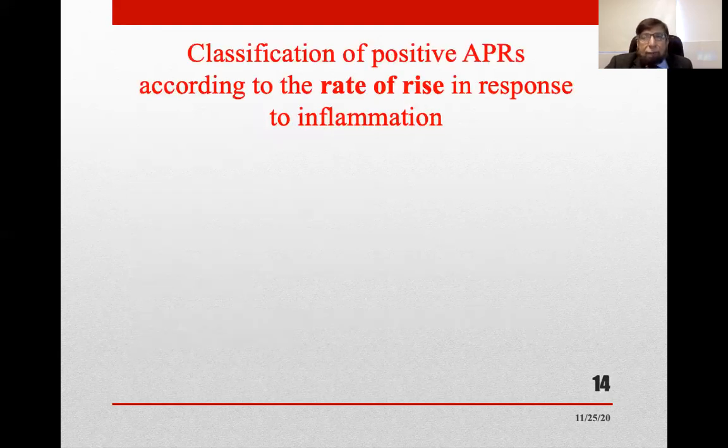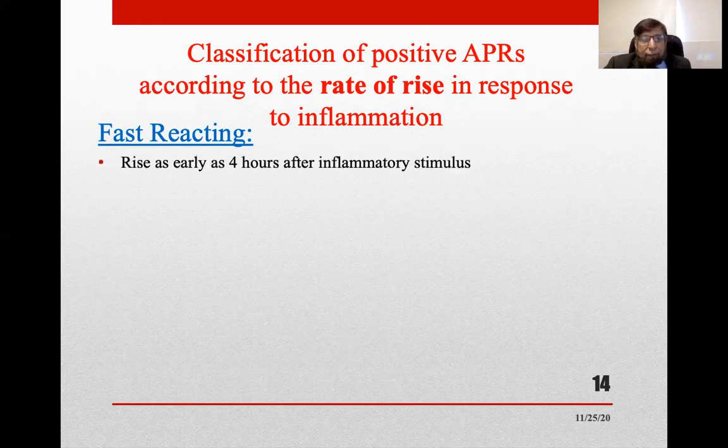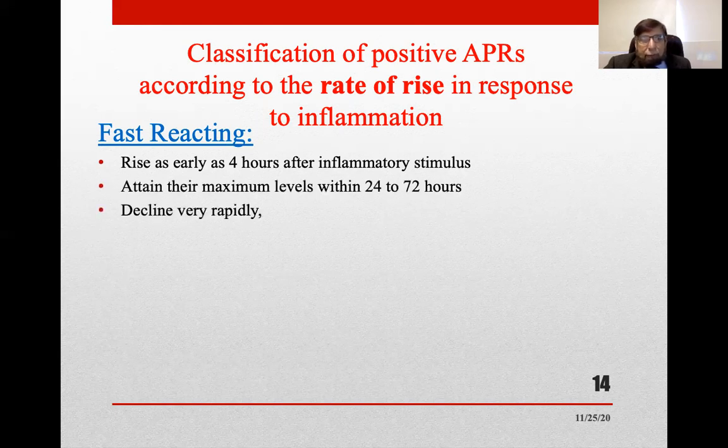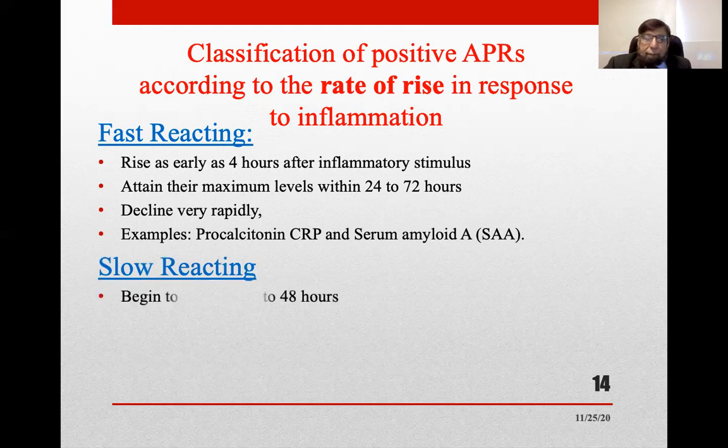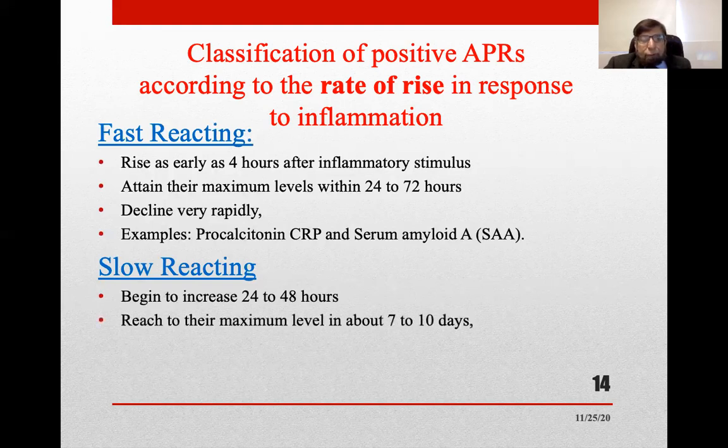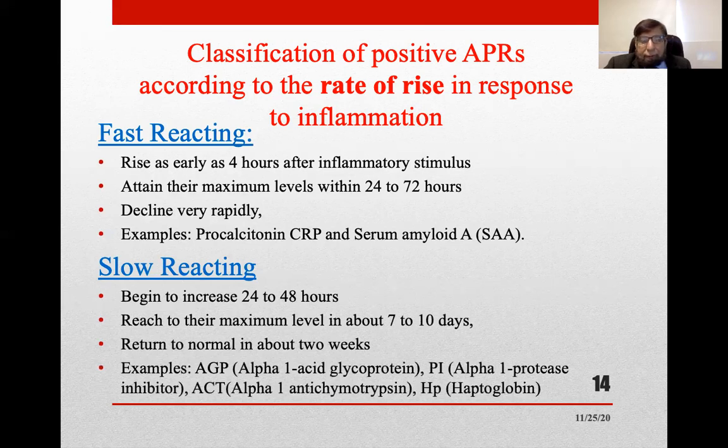Then there is another type of classification, which is according to the rate of rise. There are some fast reacting acute phase reactants which start increasing as early as 4 hours, attain their maximum in 24 to 72 hours, and decline very rapidly. Examples are procalcitonin, CRP, and serum amyloid A. Then there are slow reacting APRs which begin to increase in 24 to 48 hours, reach their maximum levels in about 7 to 10 days, and return to normal in about 2 weeks. Examples are alpha-1 acid glycoprotein, alpha-1 proteases, and many others.